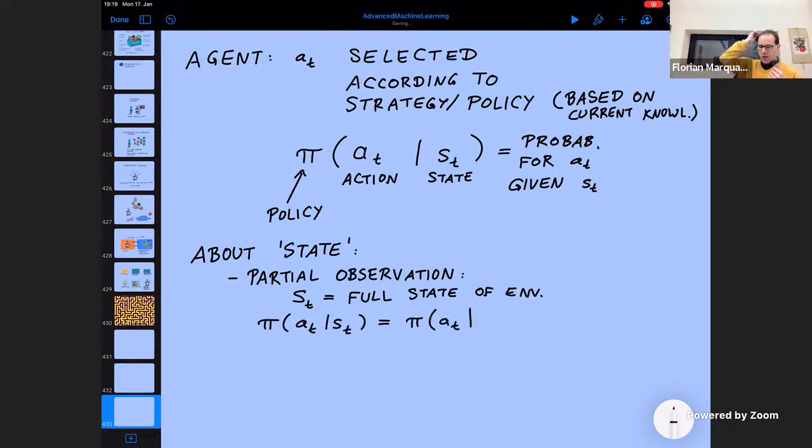Namely, they only depend on the part of the state that is actually observable. You could write it in many ways, but just to make it clear, this is the part of the full environment state that is observable by the agent. Okay. And so we always keep this in mind. Often we will not write it explicitly, but you of course know that the policy of the agent can only depend on the things that the agent can in principle know, which are a subset of the total full state of the environment. Okay, so this is this.